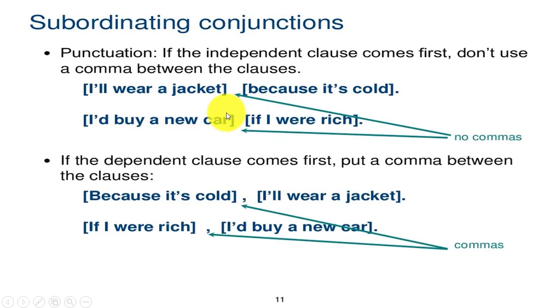If the dependent clause comes first, put a comma between the clauses. Yes, because and if are conjunctions. Because it's cold, we must put a comma between the clauses. Okay, because it's cold, comma, and then I will wear a jacket. Clause 1: If I were rich, comma. Clause 2: I would buy a new car.